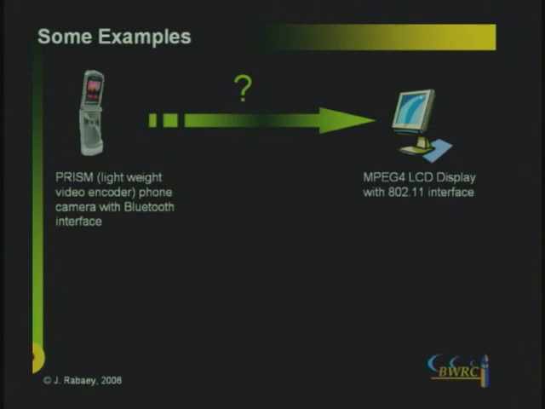Your LCD display probably is going to have some MPEG-4 type of interface on it. While from the cell phone, I would like to have an encoder which is very cheap from a power perspective, a very simple encoder. MPEG-4 is just the opposite. It's a very complex encoder. So trying to connect those two together seamlessly is a hard problem.